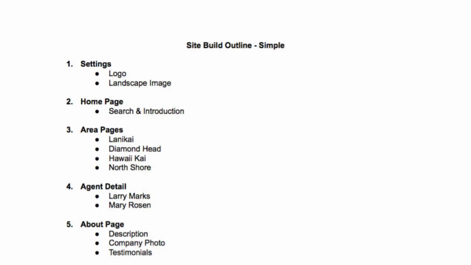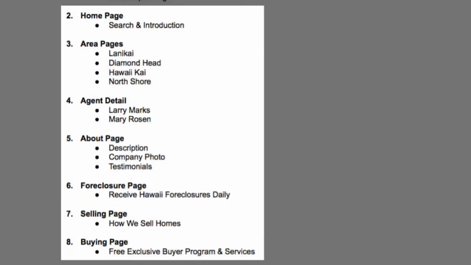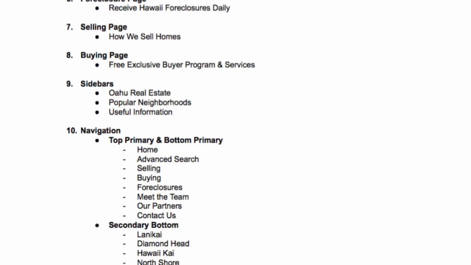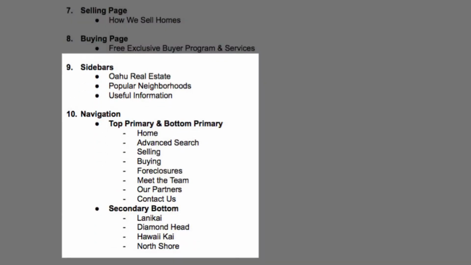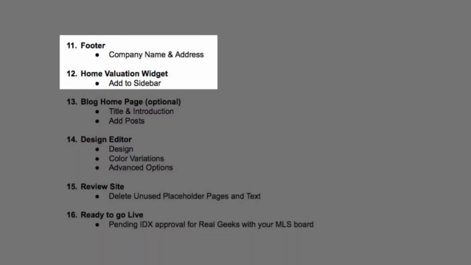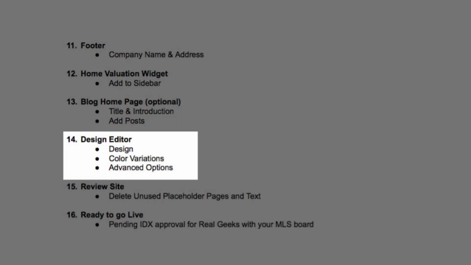So let's review the outline. After uploading a logo and default landscape image, we're going to build out the basic page types that already come with your site, such as area and content pages. Then, we're going to go in and link to those pages from the sidebars and navigation. Then, we'll take a look at adding the home valuation widget to your sidebar. We'll edit the footer, along with getting started on your blog and editing the appearance of your site with our design editor.